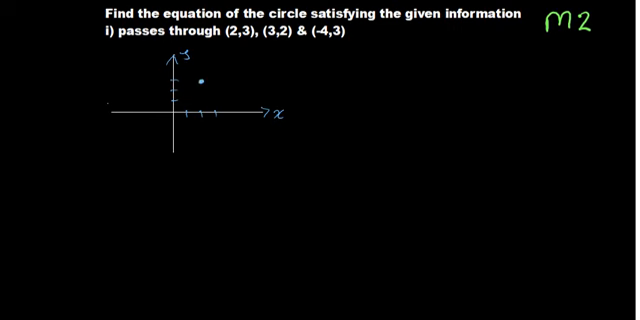Somewhere there. Then we also have 3,2. We have 3,2 here, like that. Then the other one we have is negative 4,3. So we have negative 1, negative 2, negative 3, negative 4. We say it is somewhere here. The point is somewhere there, like that, roughly.